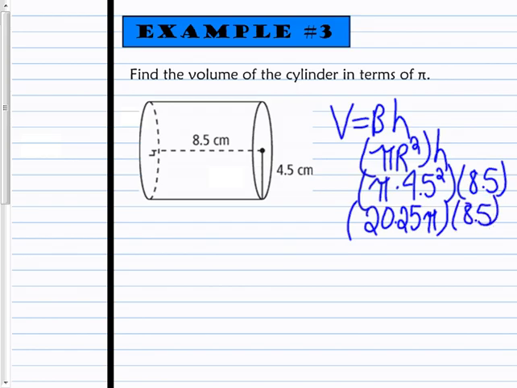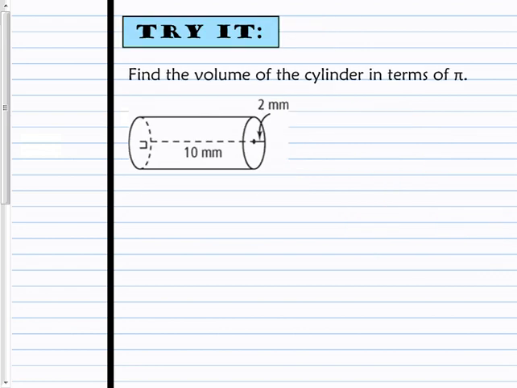And then I'm going to multiply 20.25 times 8.5, and I get 172.125 pi. My units are centimeters, and again they're cubed because we're talking about volume, which is three-dimensional. Okay, so area of the base, found the area of a circle, multiplied it by the height, 8.5. If you want to try it on your own, again you can leave it in terms of pi like the problem says. We'll see if you are correct tomorrow.